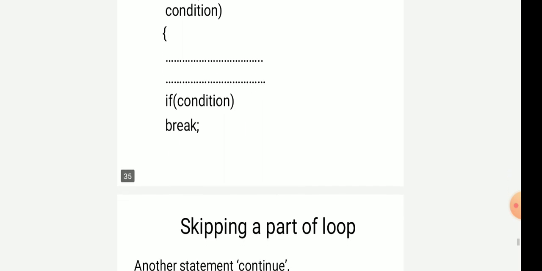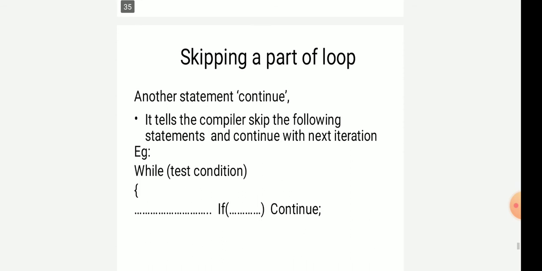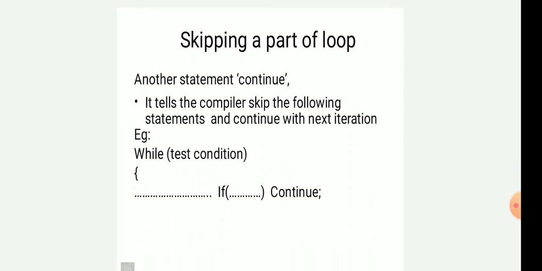Then dear students, if you want to skip a part of a loop, then you can use continue statement. So what is the working of continue statement? It tells the compiler to skip the following statement and continue with the next iteration.